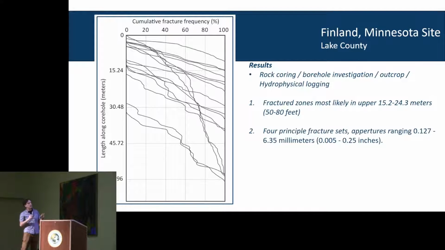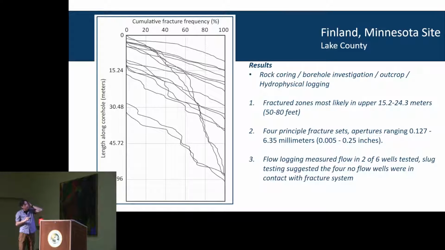They also did a lot of other rock work, and mainly that the apertures were really small. That's the key point here. We're talking millimeter size apertures, but enough to move water through quite rapidly. And then they did flow logging in 6 of these boreholes that they had there.